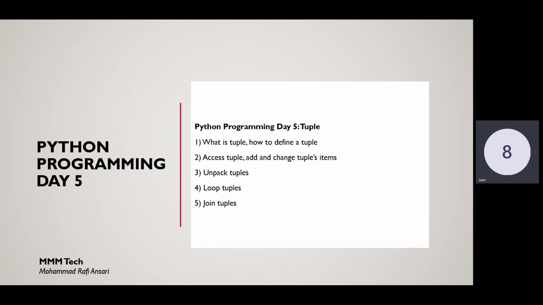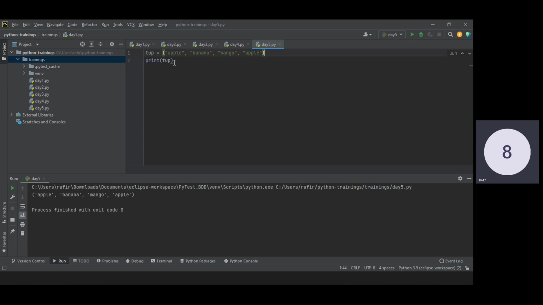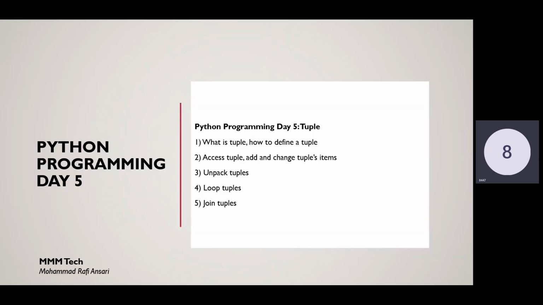Now the second point is access a tuple. How can we access the tuple? Simply, we can access the tuple values by their index. At the 0th position what we have is apple. Let me just print it. So apple will be printed. And at the 3rd index, what we have is apple again. So this apple will be printed. So we are accessing the tuples.